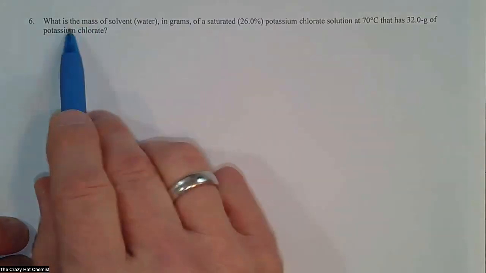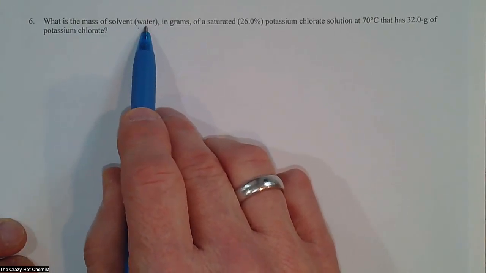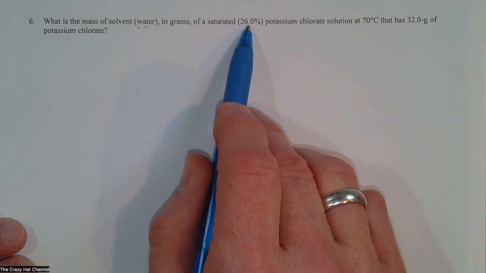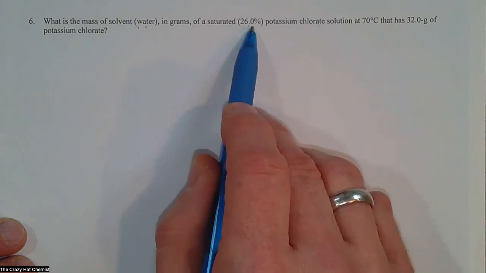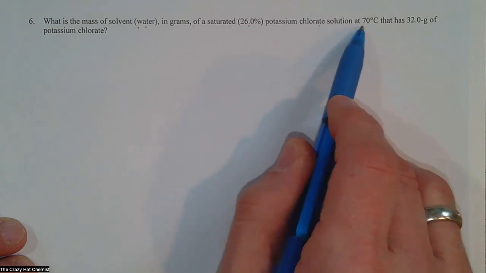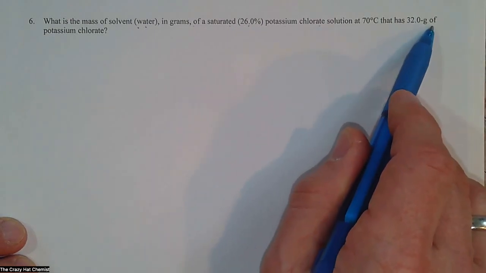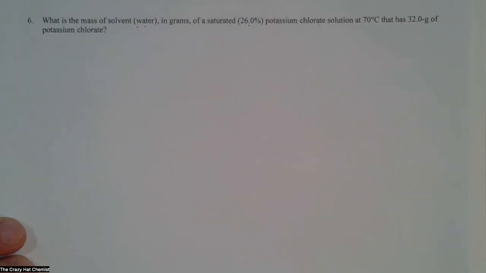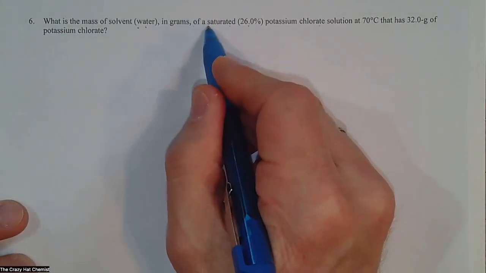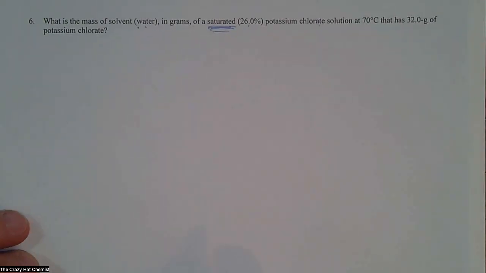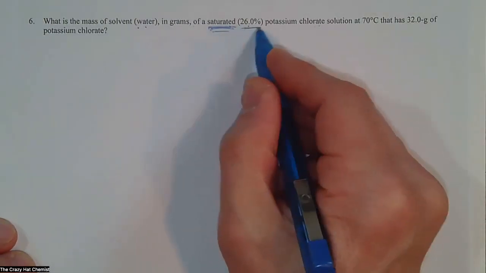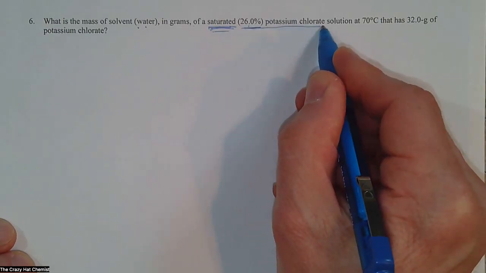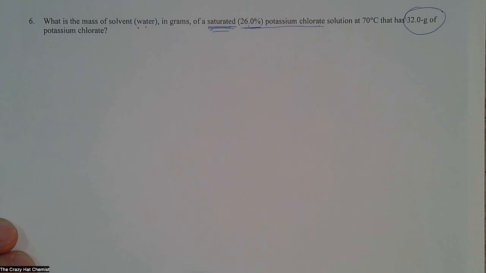So number 6 says, what is the mass of solvent, that's the water, in grams of a saturated potassium chlorate, and that's 26.0% potassium chlorate solution at 70 degrees that has 32.0 grams of potassium chlorate. So it's saturated. That means as much as can go in there is in there. It's 26% potassium chlorate. And you have 32 grams of potassium chlorate. This 70 degrees doesn't matter for this problem mathematically. That's just where I came up with the number.